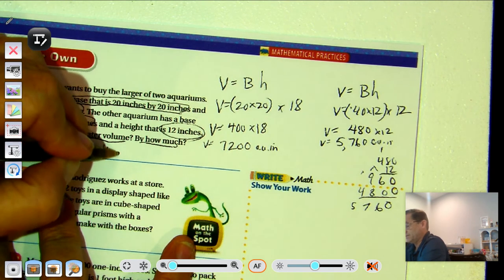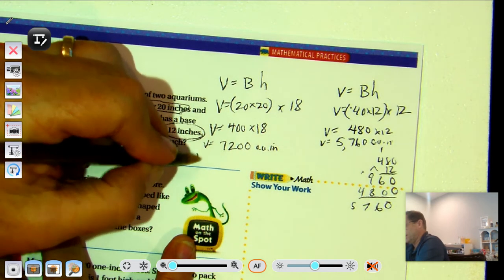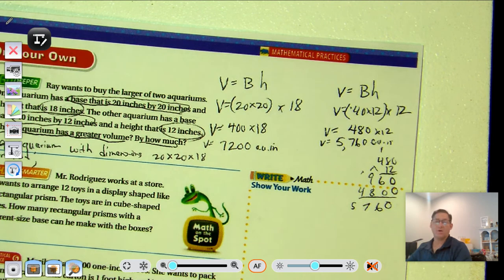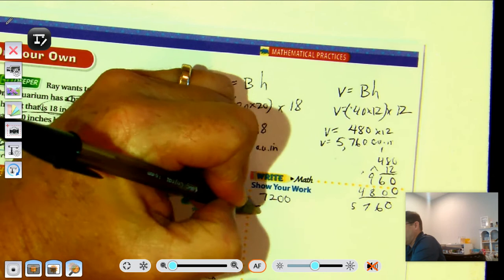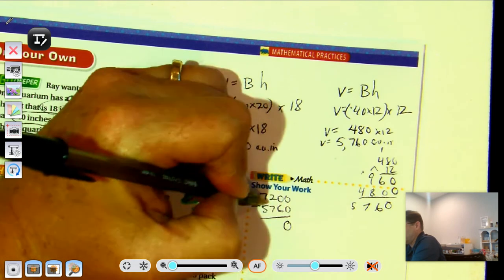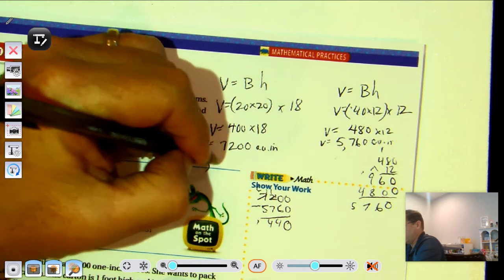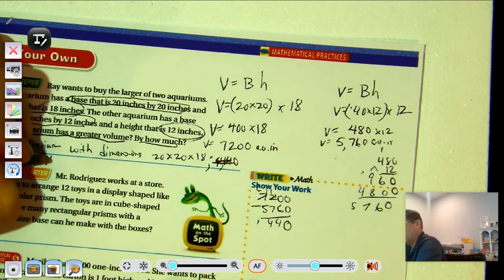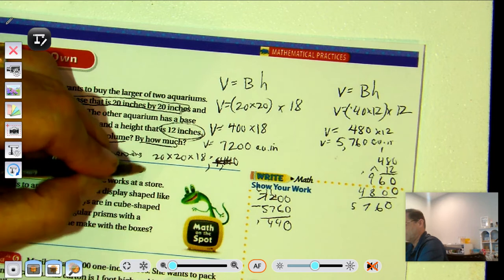So the aquarium with dimensions 20 times 20 times 18 is greatest. And by how much? We just have to subtract these two. So 7,200 minus 5,760, 1,440. 1,440 cubic inches more. Okay.